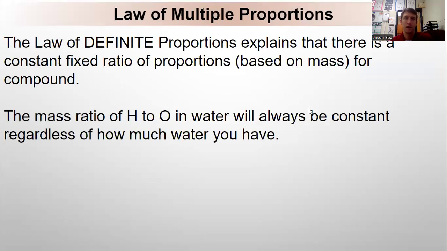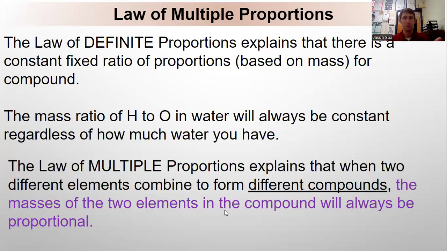Last time we talked about the law of definite proportions, which essentially says that every time we make water, regardless of whether it's a small puddle or a whole bathtub full, the ratio of hydrogen to oxygen will always be the same, because water is only created one way. You need two hydrogens for every one oxygen.